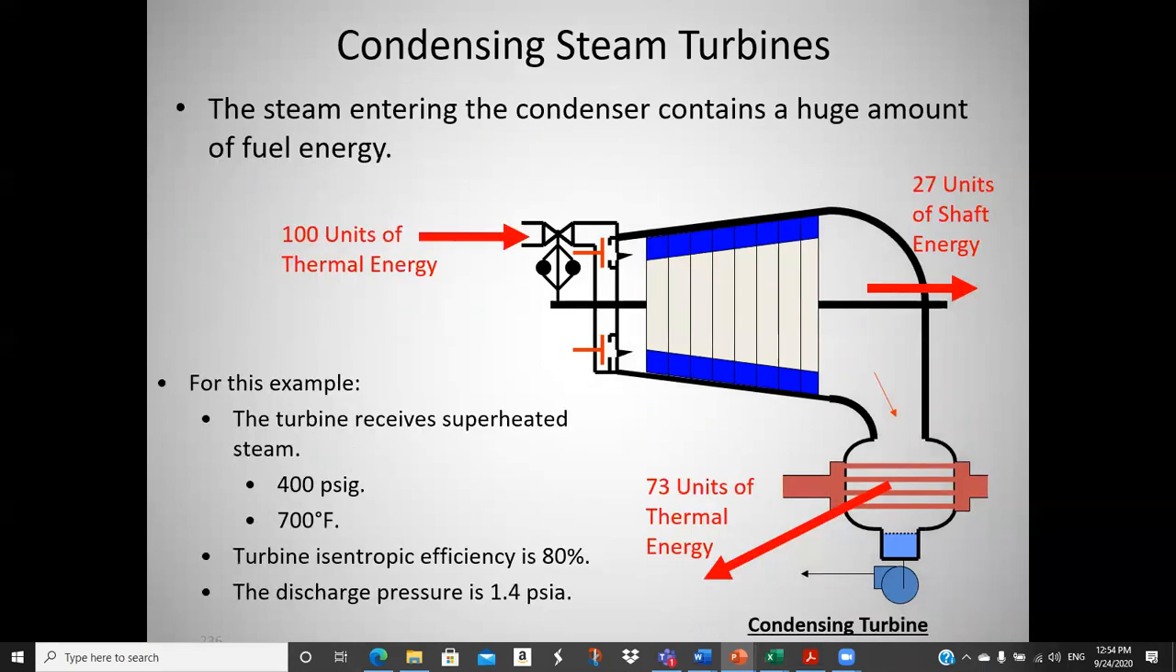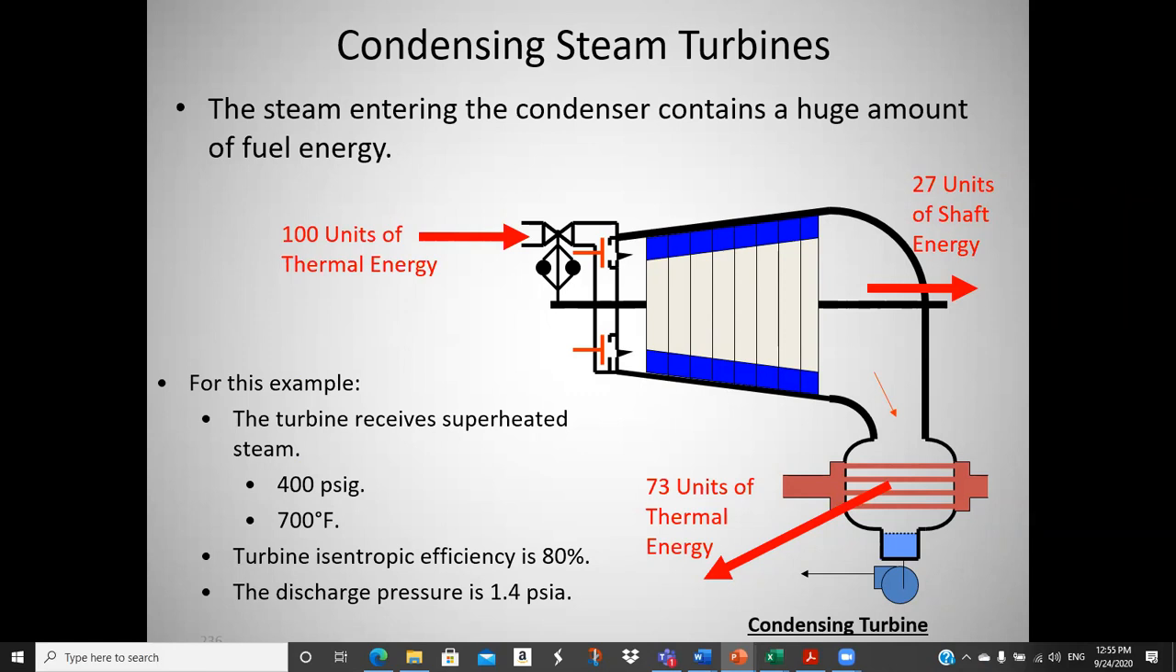So if you look at just the energy that enters the turbine, now we've said that of the energy that enters the boiler, roughly 50% of it gets thrown away in the condenser. But if we look at 100 units of thermal energy in the steam that's coming to the turbine itself, roughly 27 units of that get changed into shaft energy, and 73 units are in the exhaust steam, and that goes to the lake. Wow. I mean, that kind of speaks for itself.